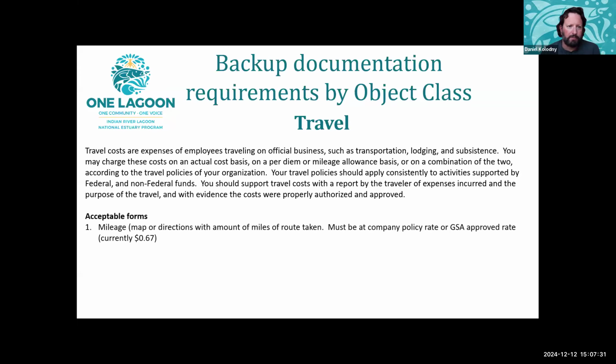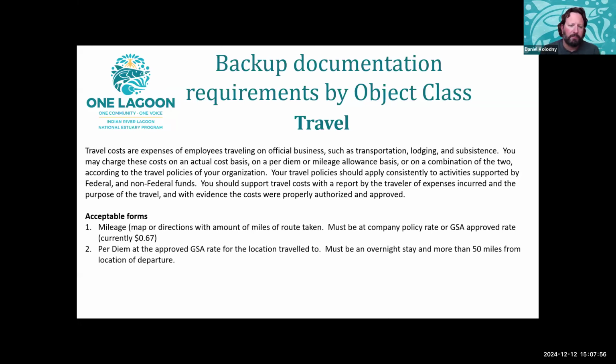And so some of the acceptable forms could be mileage. So if you're claiming the mileage, you want to have a map of directions or amount of miles on that route taken. They must follow either your company's policy rate or the GSA approved rate, which is currently 67 cents, although that's going to change probably on January 1. So be sure you're aware of any changes on that.